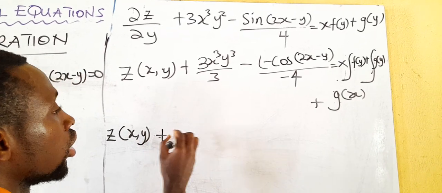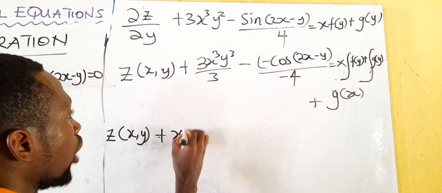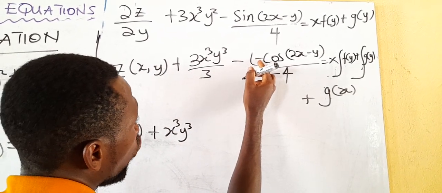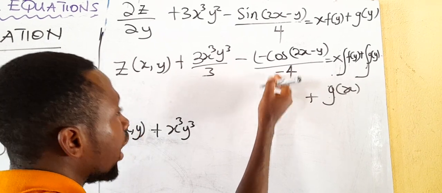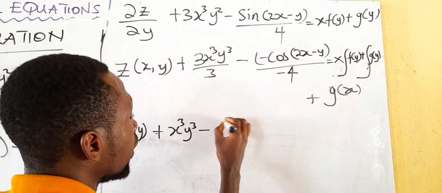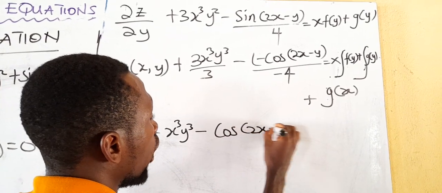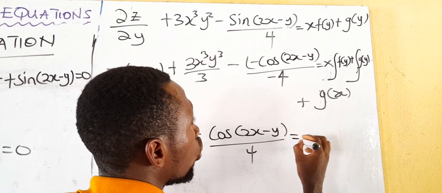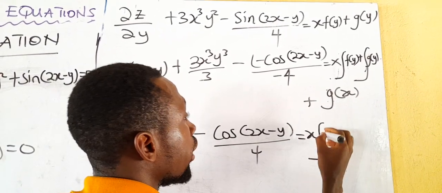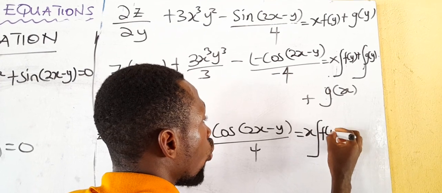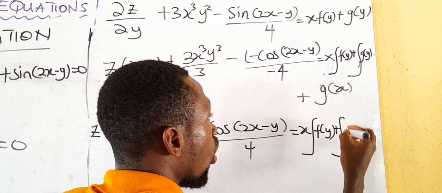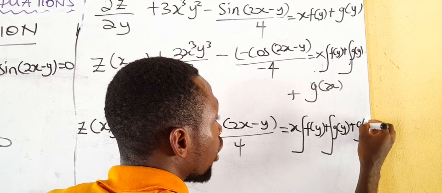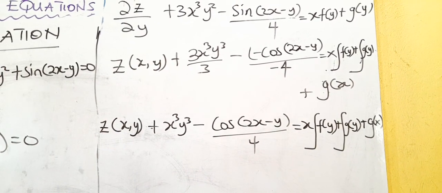Now we have plus, we'll polish this, 3 can divide. So we have x cubed y cubed. Remember, negative times negative will be positive, but it's dividing by another negative there, so the negative will still remain. We have minus cos 2x minus y all over 4 is equal to x times the integral of an arbitrary function of y plus the integral of an arbitrary function of another y, then plus an arbitrary function of x. I hope you get that.